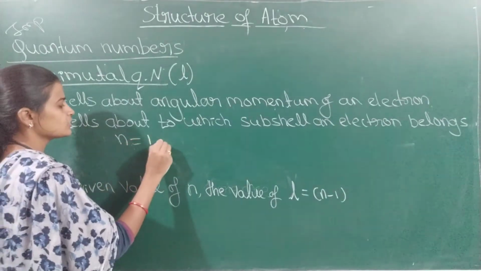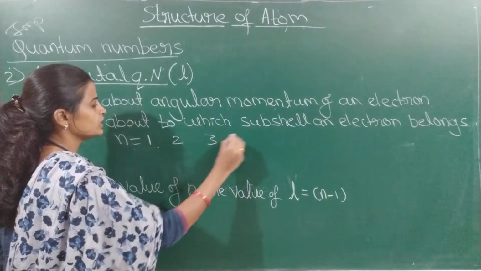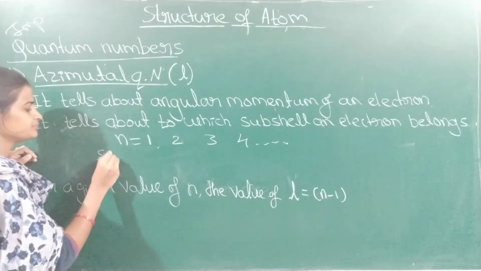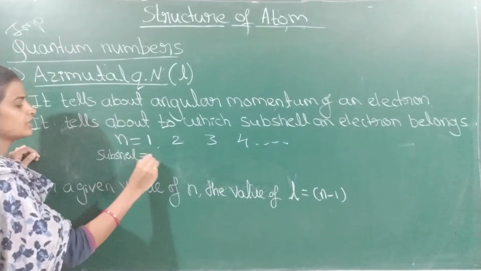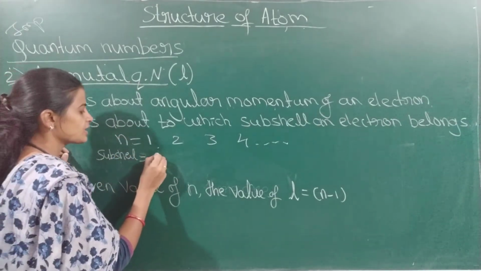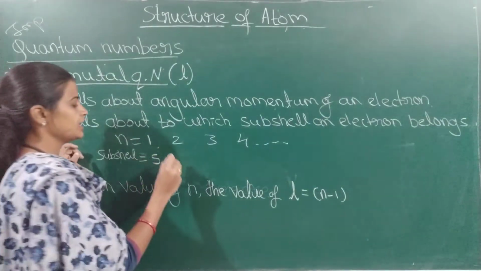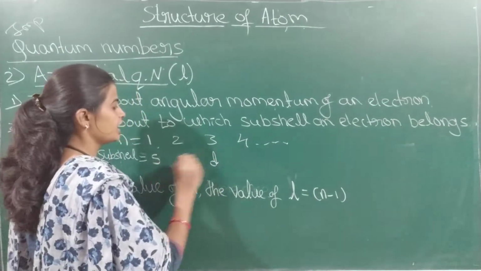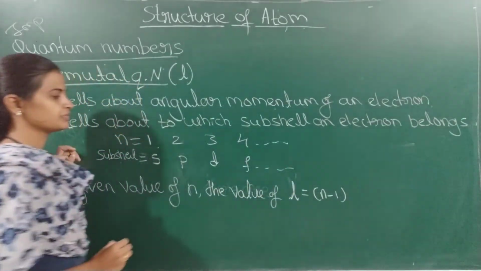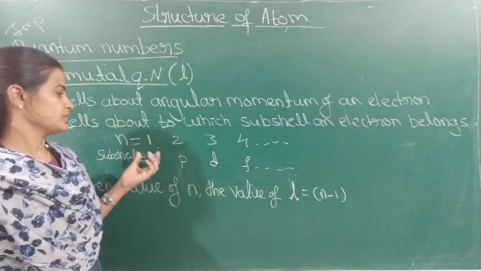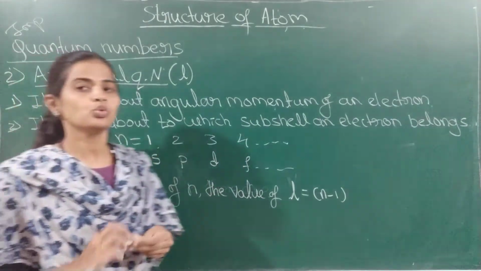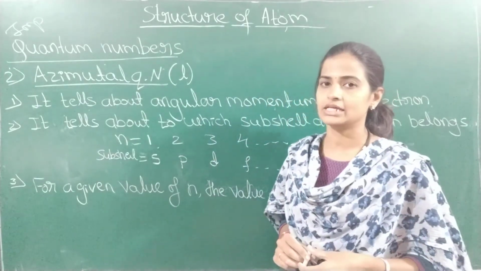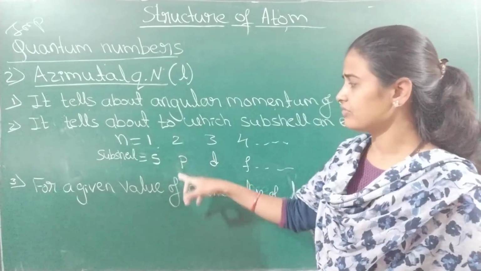Okay, we know n is equal to 1, 2, 3, 4, and so on. If these are the values of n, then the subshell: if n is equal to 1, the subshell is the s subshell. n is equal to 2, it is p, small p. n is equal to 3, d. n is equal to 4, f, and so on. Got it? Yes. It gives the information to which subshell an electron belongs. This is how you have to identify.